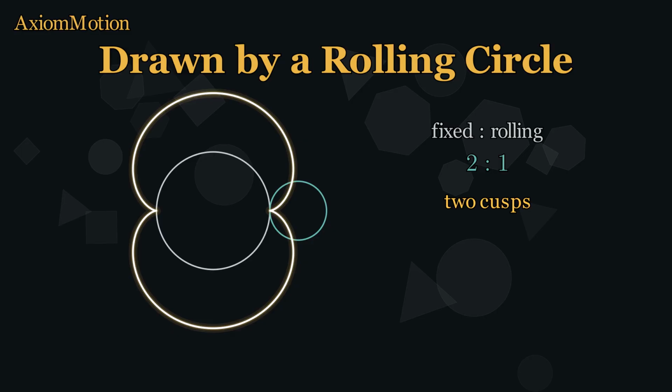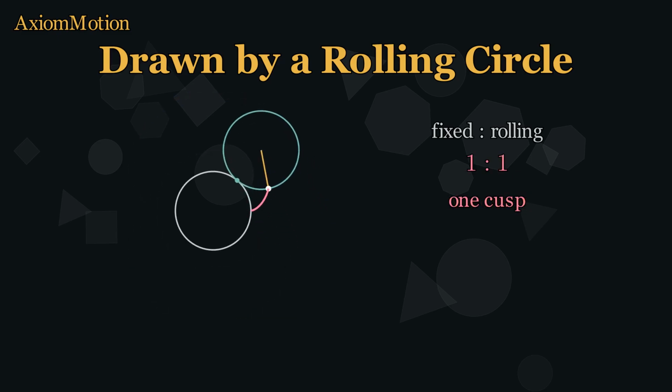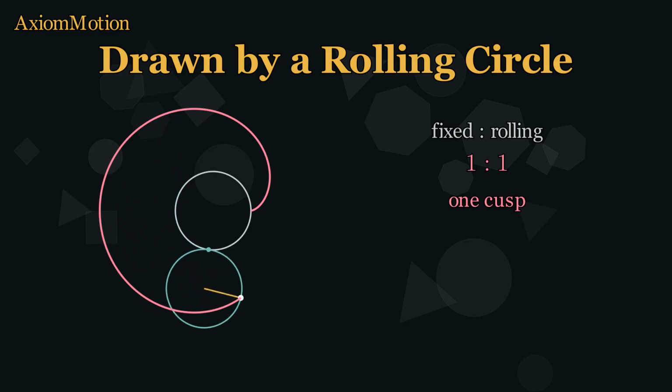Now change one thing. Make the two circles the same size. That same marked point now sweeps out a single cusp, and the shape it draws is the cardioid, the mathematical heart. These curves are all one family, the epicycloids, and only the ratio of the two radii decides which one you get. 2:1 gives the kidney, 1:1 gives the heart.